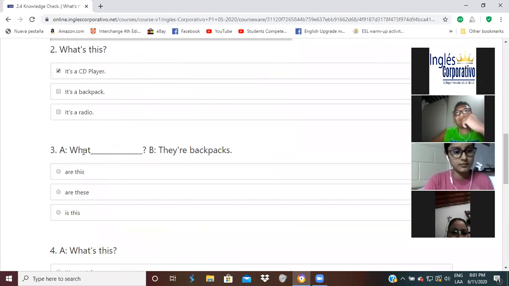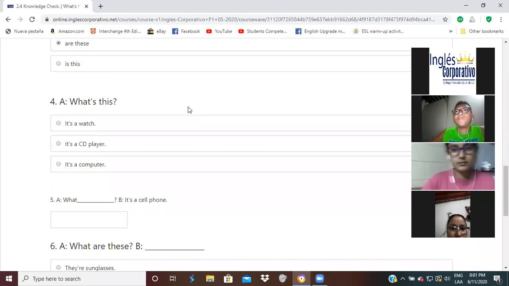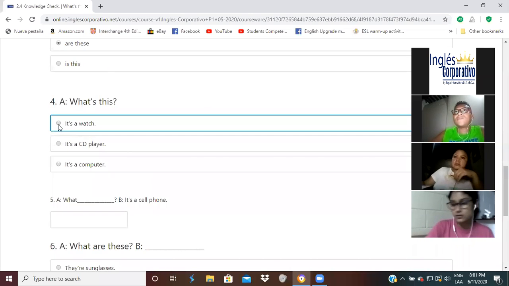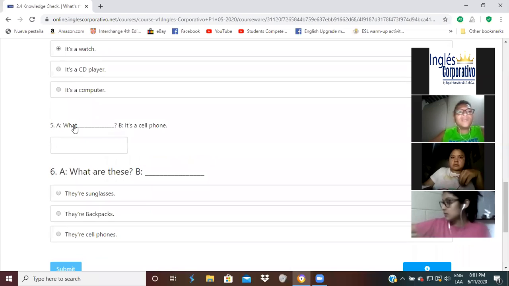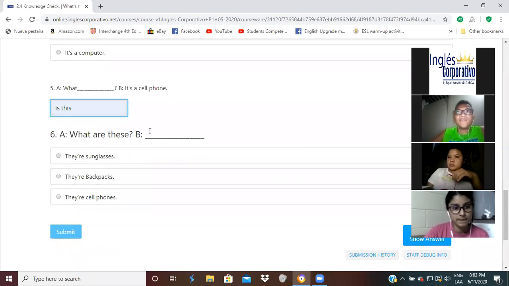Number three, what are these? They are backpacks. Very good. Number four, what's this? It's a watch. Number five, what's this? It's a cell phone. And number six, what are these? They are sunglasses.